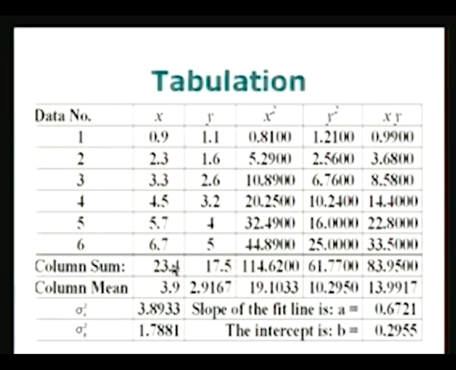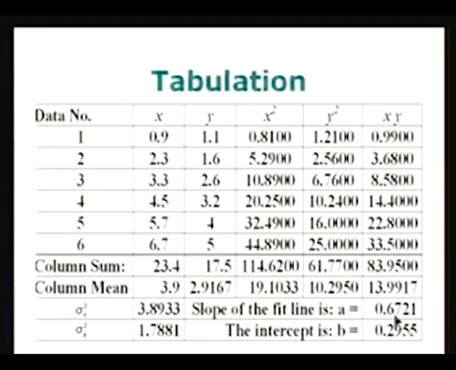So, this is 23.4 is sigma x, sigma y is 17.5, and the sums of x squared, y squared and xy are also given. You can see that the column sums are given, and the column means can be calculated by simply taking this number and dividing by the number of data points. That is also done here. Once we have the column sum and the column mean, I can calculate sigma x squared and sigma y squared. This will be nothing but the column mean here, 19.1033, minus the square of the column mean here, 3.9 squared. That gives you this, and similarly sigma y squared.